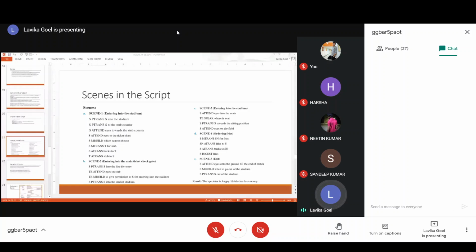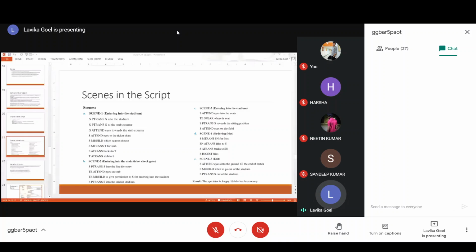And then in between the game, he can order some fries or something. So that we have created another scene, scene number 4. And then finally he will exit, right? So for these main events, we have created different scenes, and in each scene you have the sub events. Okay, so let's see the first scene, entering into the stadium.